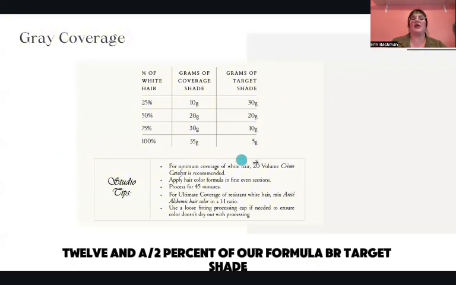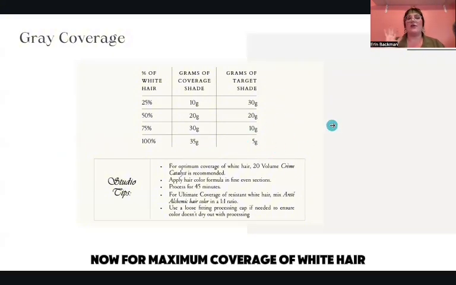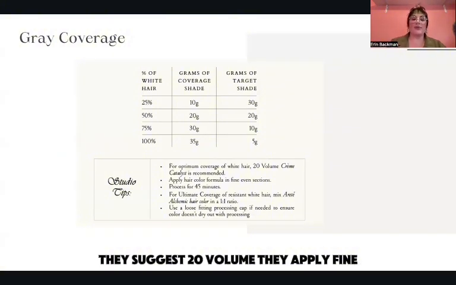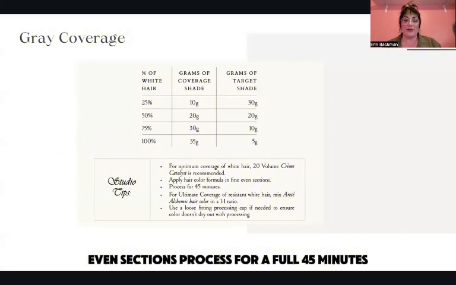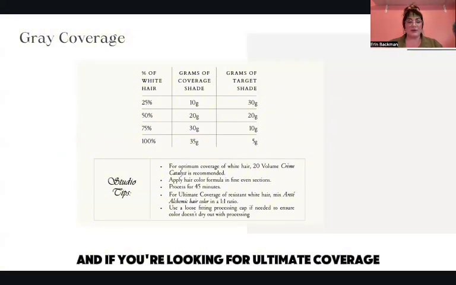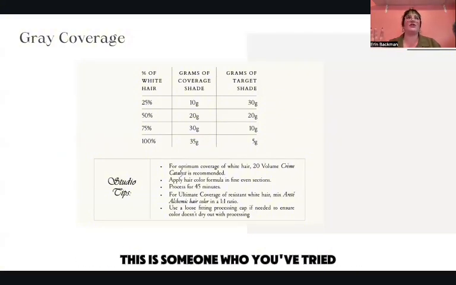12.5% of our formula will be our target shade. Now, for maximum coverage of white hair, they suggest 20 volume. They apply fine, even sections and process for a full 45 minutes. And if you're looking for ultimate coverage, this is someone for whom you've tried the standard mixing ratio and it doesn't work. You're going to want to mix 1:1.